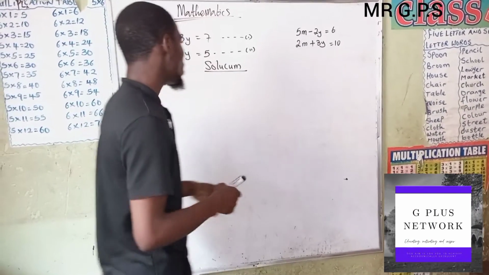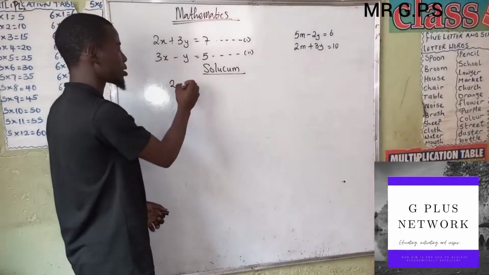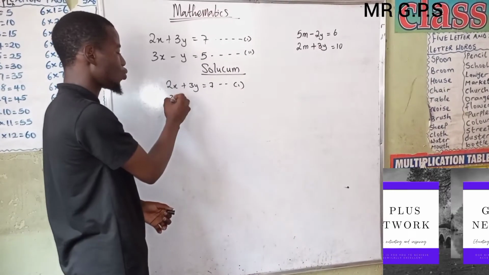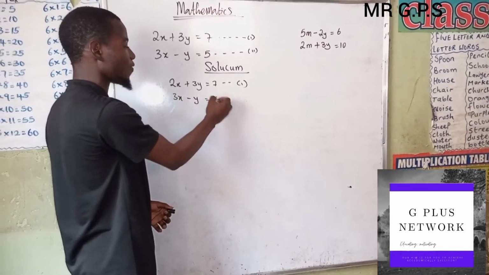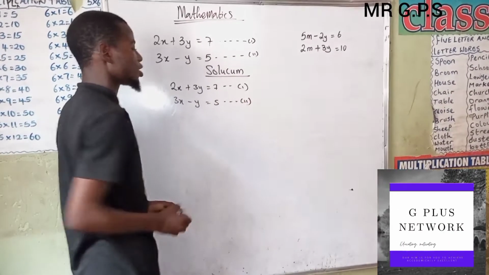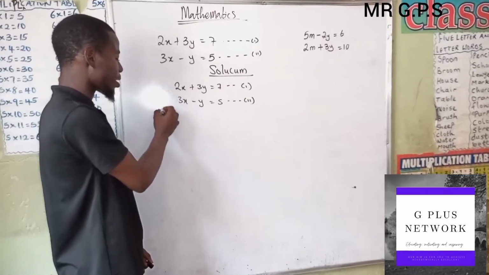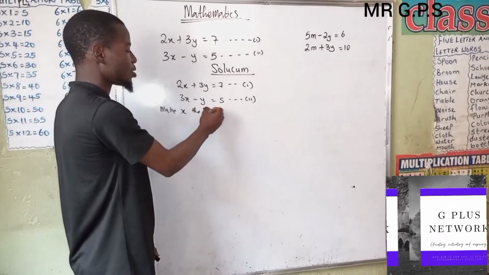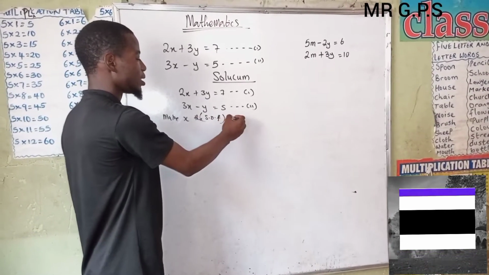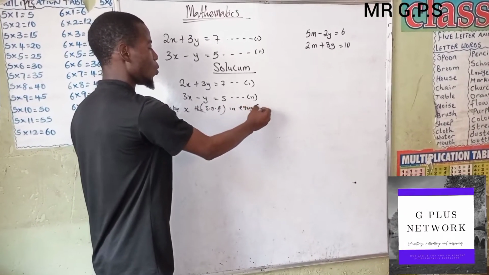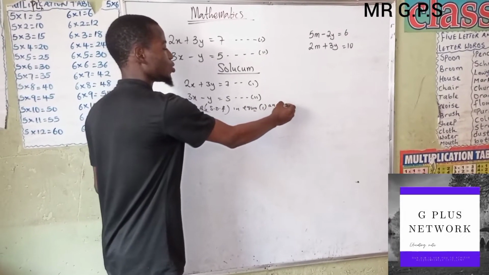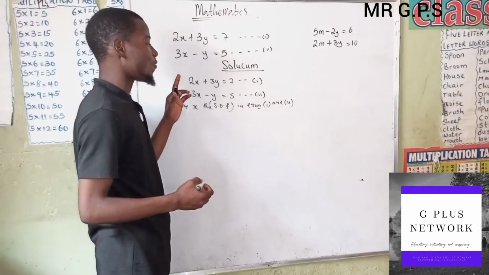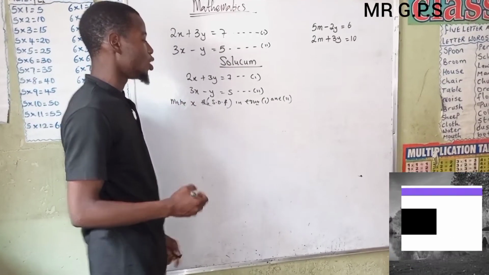So let's go. We have the question to be 2x plus 3y equals to 7, which is the equation 1, and 3x minus y equals to 5, which is equation 2. So the first thing you're going to do is make x the SOL, which is the solver formula, in equation 1 and equation 2. So that's what we are going to do. We are going to make x the solver formula here and x the solver formula here. So let's pick it up.